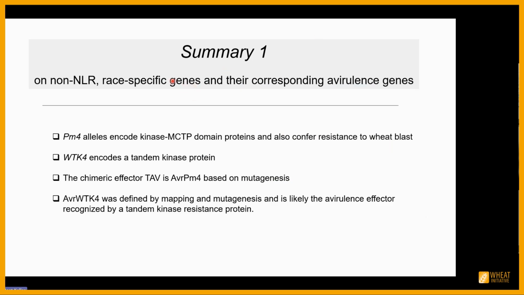I have 2 short summary slides. First, on these non-NLRs, we have this MCTP domain protein PM4, the tandem kinase, and we have for both of them more or less confirmed avirulence genes. For PM4, I think we have confirmed it. For WTK4, we have good evidence, but there is still some functional work to be done.